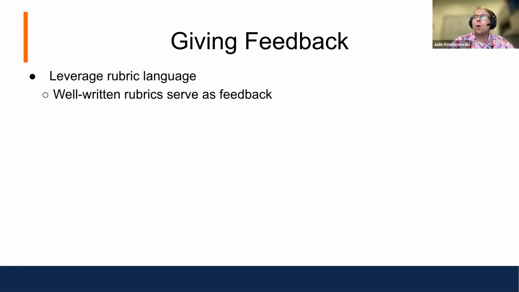Then well-written rubrics can serve as feedback in themselves, right? You can indicate to the student the level, and that language to some extent is feedback. It's not as robust as it can be, but it's a pretty good starting point for providing feedback. We can't always write individualized feedback for our students. That would be the ideal. But a good starting point is to at least show them on the rubric where they are. So leveraging that rubric language is very important.